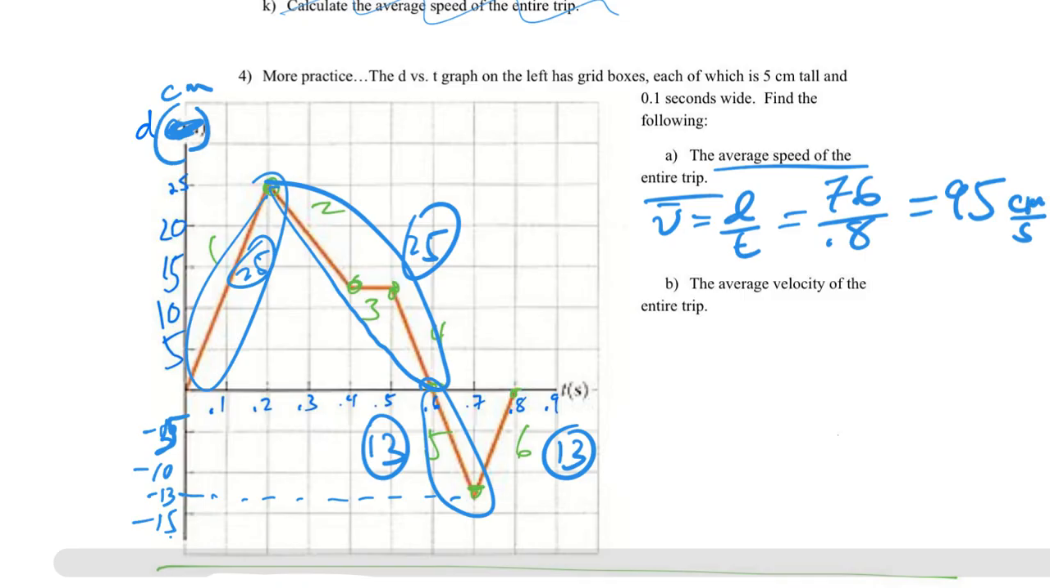What's the average velocity of the entire trip? Well, again, oops, this is supposed to be average speed right here, S with a bar on it. Average velocity is the displacement over time. The total displacement looks like the starting position and the finishing position is 0 again. So that'd be 0 centimeters per second.